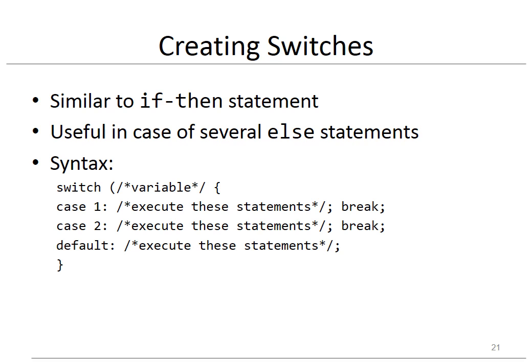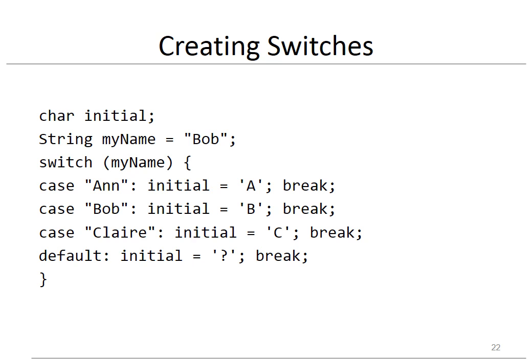Let's present some examples. Here you can see an example with a string. We have a string variable, my name, which is set to Bob. The switch statement evaluates the variable my name and, depending upon its value, sets the initial. For Bob, this will be B, as you can see. Note that also a default is provided in case no match can be found.